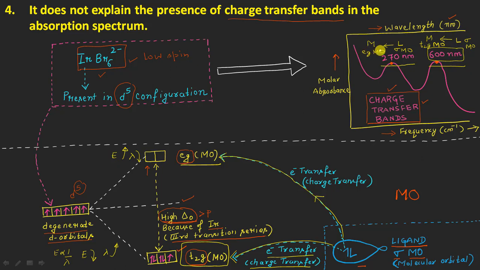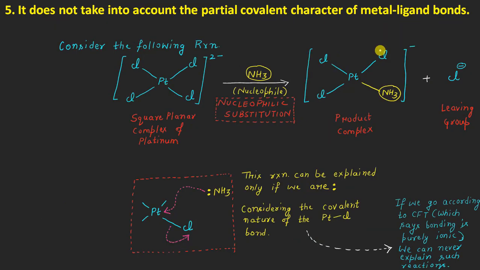So in this way, we can explain the presence of the charge transfer bands, which, once again, are different types of bands in the absorption spectrum as compared to the regular bands which arise because of the d-d transitions, right? Such bands can be explained on the basis of molecular orbital theory, but the crystal field theory can never explain the presence of these charge transfer bands, right? So the last limitation is what? That it does not take into account the partial covalent character of the metal-ligand bonds, okay?